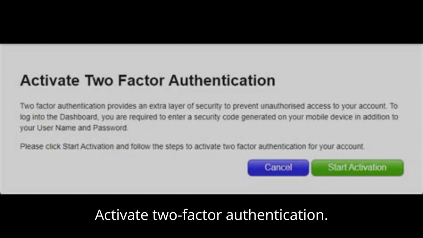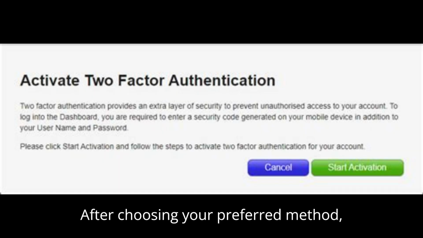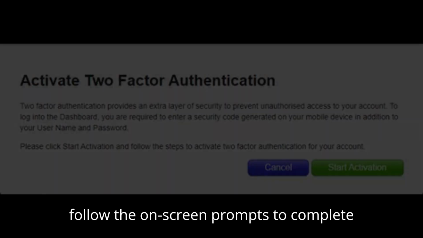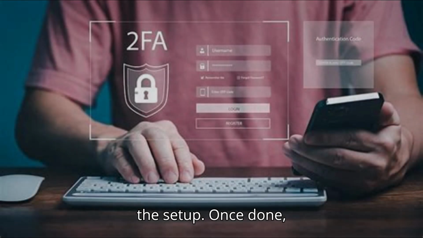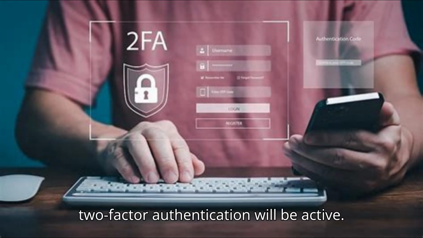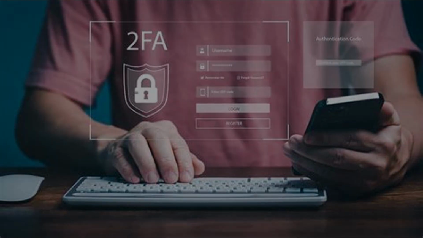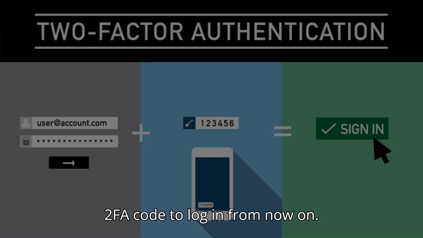Activate two-factor authentication. After choosing your preferred method, follow the on-screen prompts to complete the setup. Once done, two-factor authentication will be active. You'll need both your password and the 2FA code to log in from now on.